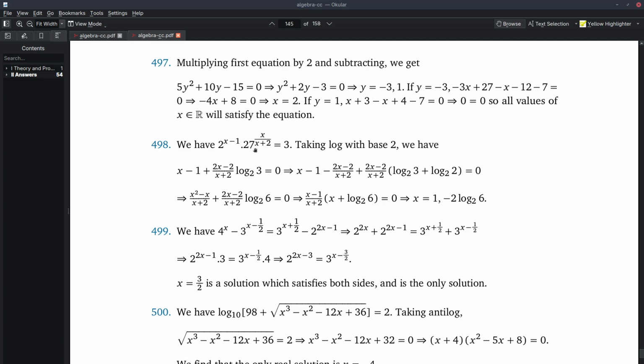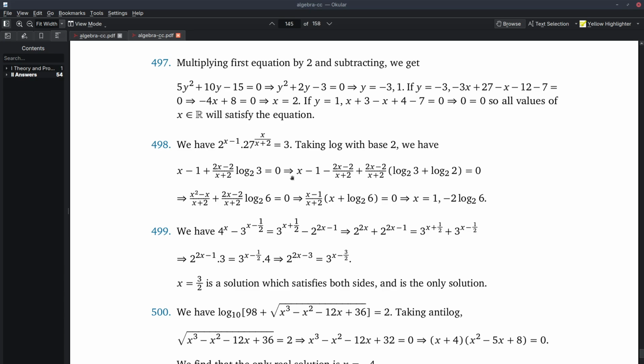So we look at the solution. We have this given. We take log with base 2. So this will become x minus 1 plus this would be 3 to the power 3, that is 3x by x plus 2. And this 3 will come from that side, so it will be minus 1. This power will go as the coefficient, that is 3x by x plus 2 into 3 log of 3 with base 2. And this log 3 with base 2 will be subtracted. So it will become 2x minus 2 by x plus 2.